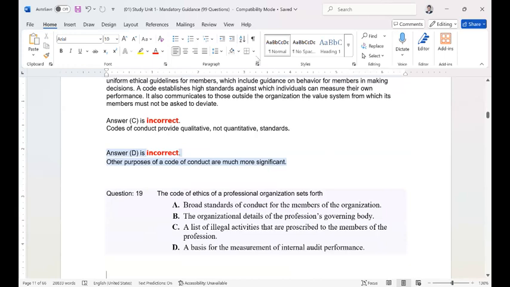Code of ethics. Question number 19. Can you look at it? So you have 20 seconds to read the question, 10 seconds to read the question, 120 seconds to answer it. Easy questions, you must answer it in 20 seconds. Okay, read extra fast.